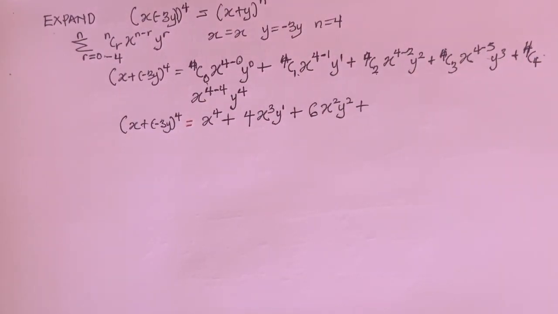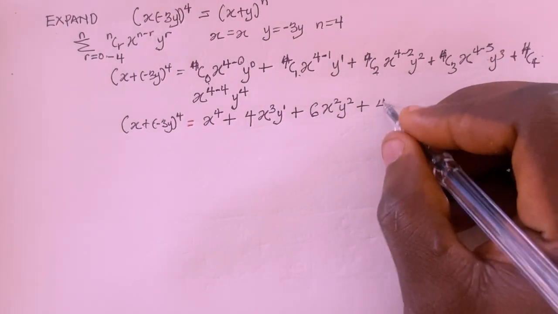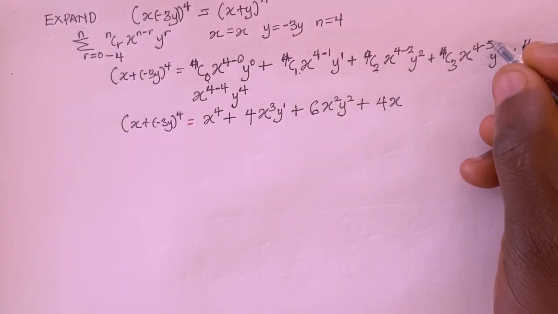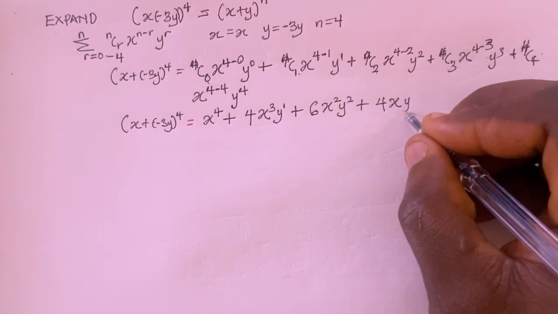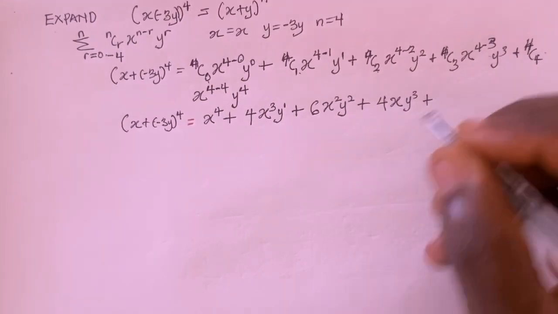4 combination 3, that's 4, right? I'm going to have 4. Then here x is to the power of 4 minus 3, which is 1. Then I'm going to have y raised to the power of 3. Then plus 4 combination 4.